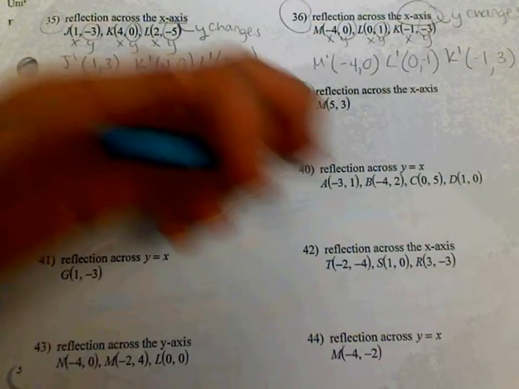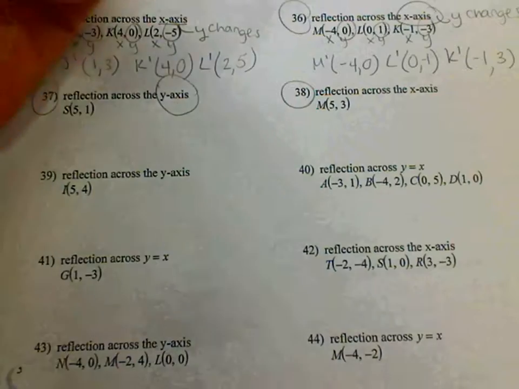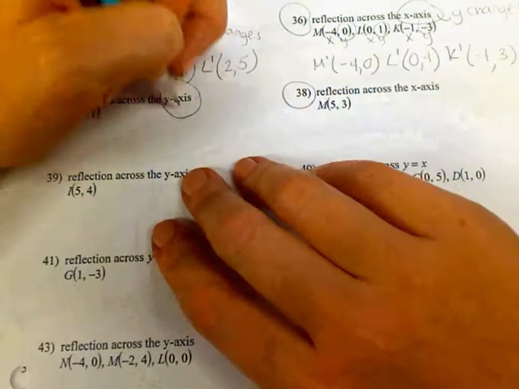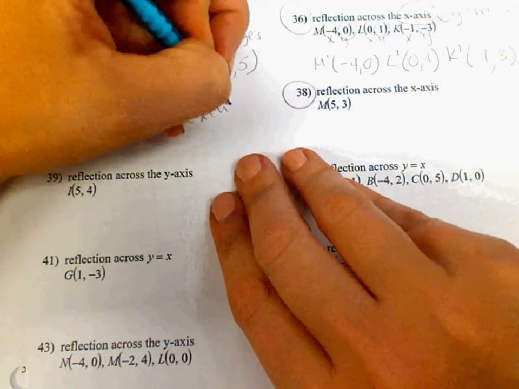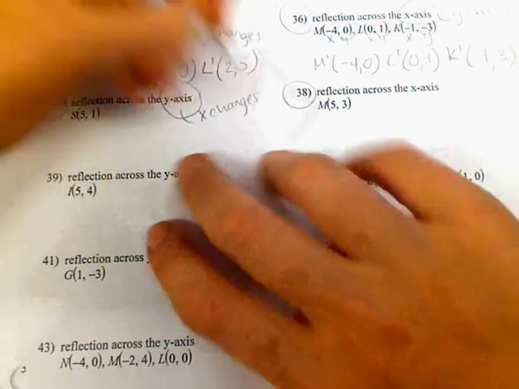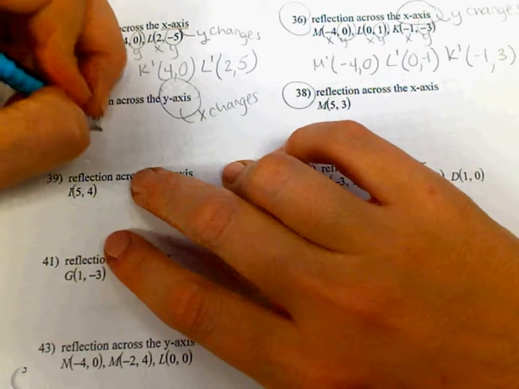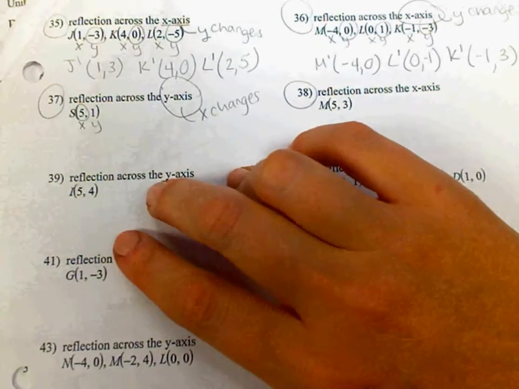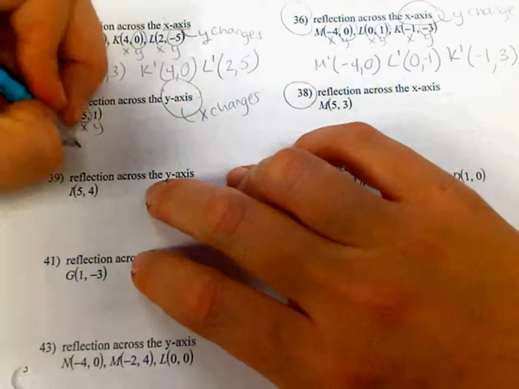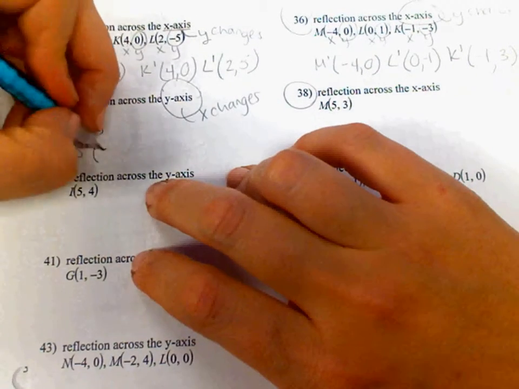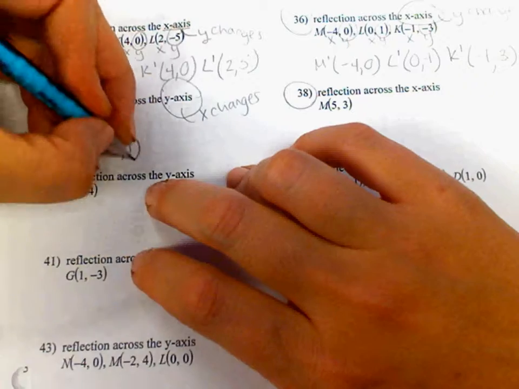Okay, 37, reflection across the y-axis. When you reflect across the y-axis, x changes to the opposite. So label your x and your y, circle your x, that's the one that's going to change. S prime will be negative 5, positive 1.